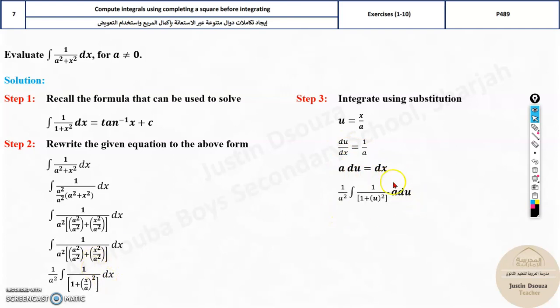Now substitute over here. It'll be 1 by 1 plus, instead of x by a, you need to put u square, a du. A and a cancel, the a square and a cancel, so you're remaining with 1 by a, integral 1 by 1 plus u square du. Remember, this is the tan inverse formula for u. But we are not over. This is tan inverse u, but what did we substitute u as? x by a, so we resubstitute it back, and this is the answer. So this is how we get this answer.